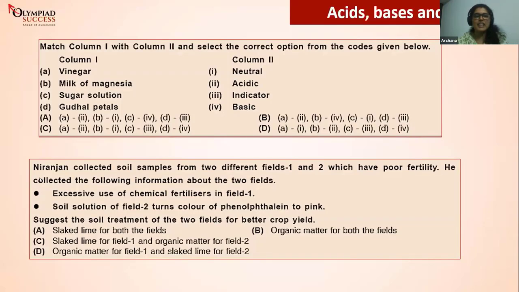Correct? Next question. Niranjan collected soil samples from different fields which have poor fertility. He collected the following information about 2 fields. Excessive use of chemical fertilizers in field 1. Soil solution of field 2 turned the color of phenolphthalein to pink. Suggest the soil treatment for the 2 fields for better crop yield. So what happens when you use excessive chemical fertilizers? Yes, what are the options? A, B, C, D.